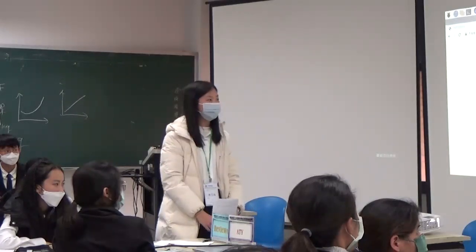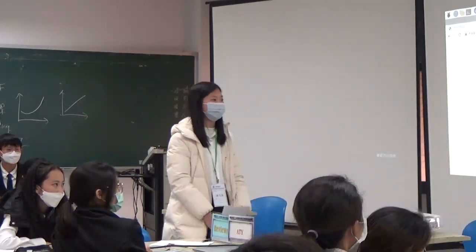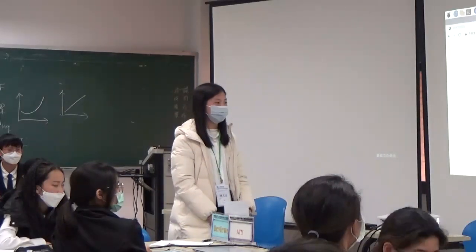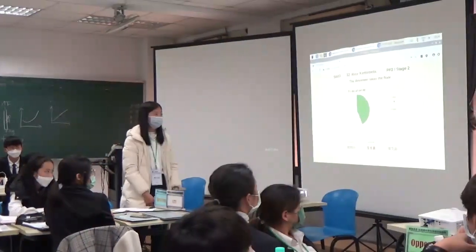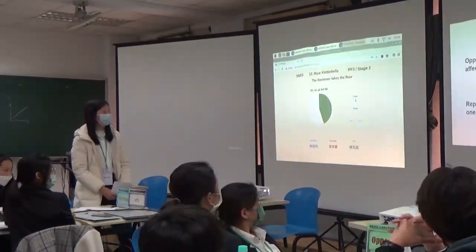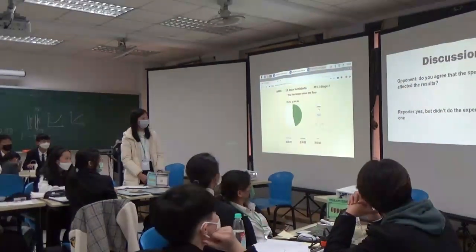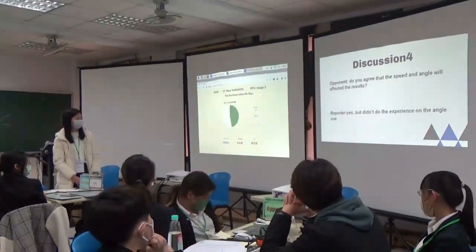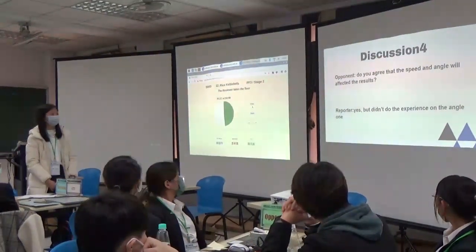So discussion 3 is why did they shape the vessel? And the reporter says they want to control the same pack. Discussion 4 is the opponent said, do you agree that the speed and angle will affect the result? And the reporter said yes, but didn't do the experiment on the angle.